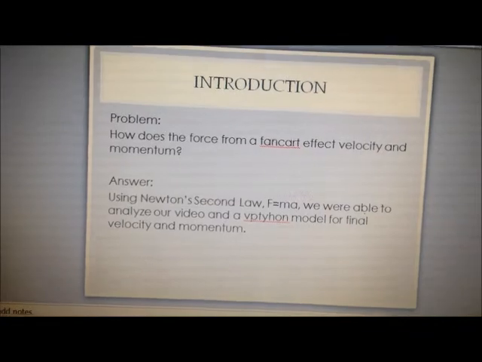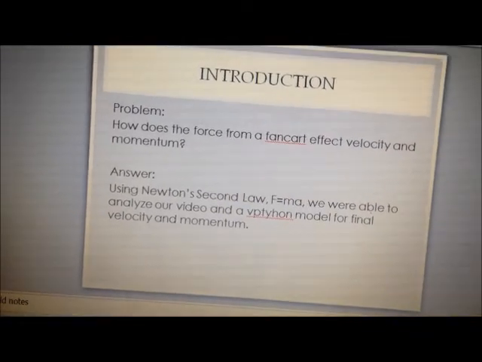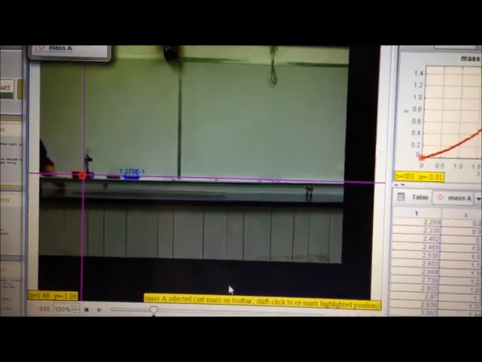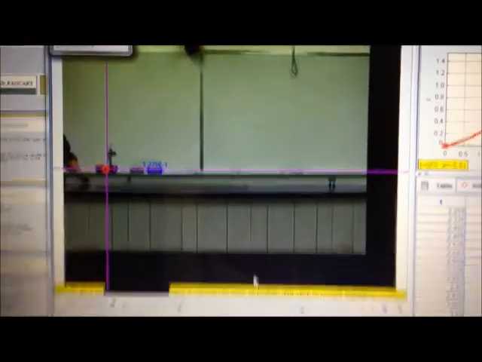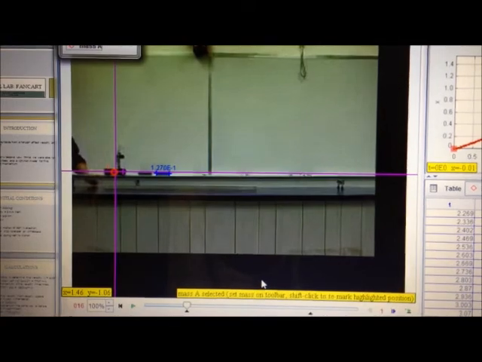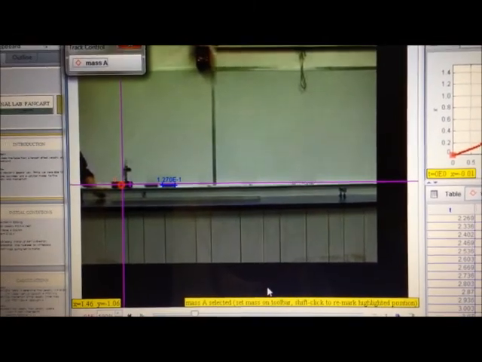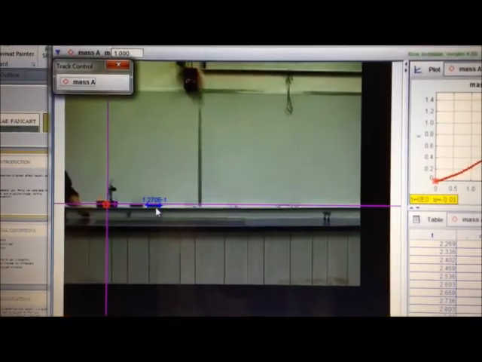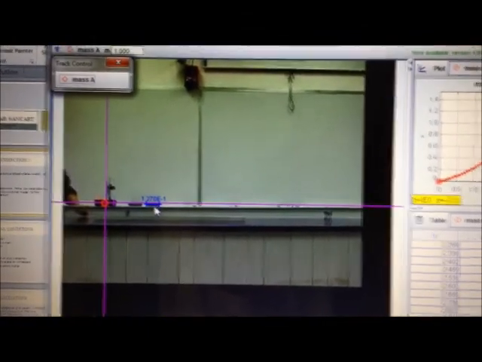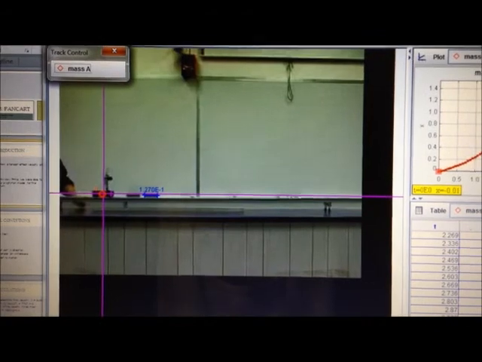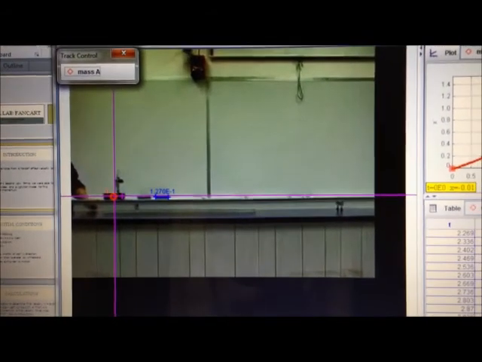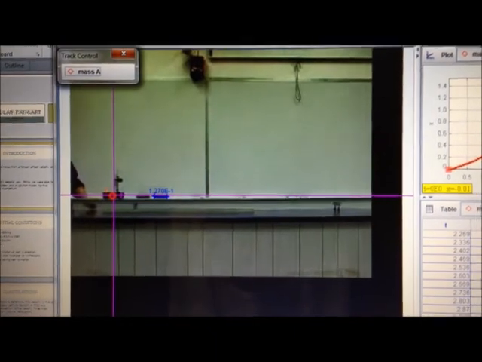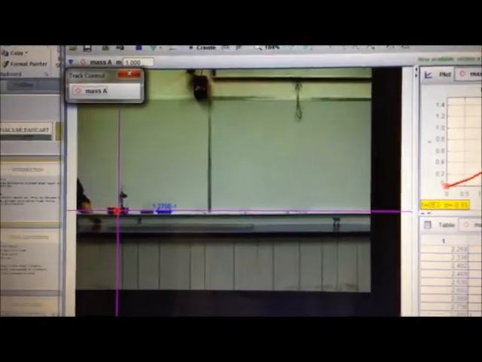So let's first take a look at my Tracker video, which I have here. I set my axis on the fan cart so that it is at 0 and moves only in the positive x direction. And since I got this video offline, I had to use my resources. So the calibration stick is set to an eraser in the background because I was able to measure the actual length of that. And then they had the measurements for the mass of the fan cart and the force from the fan on the website. So I was able to use that when I created my model.